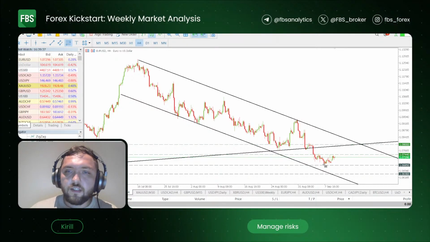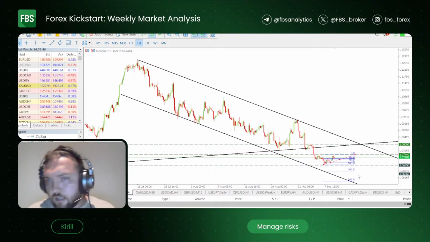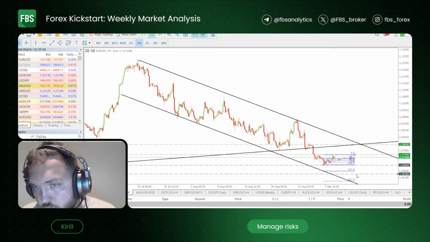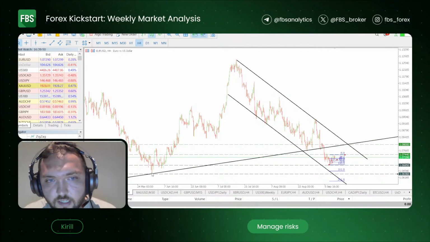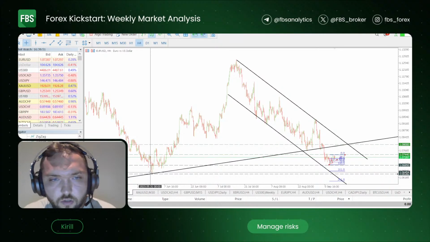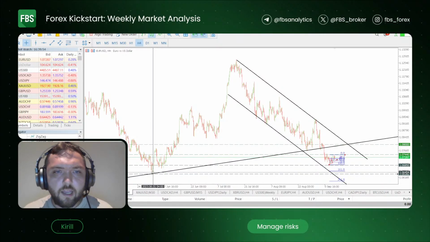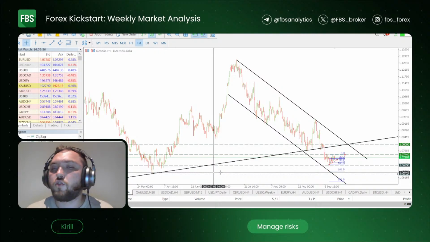How can you measure this target? For example, if you see this breakout downside, you can just put Fibonacci retracement here, right? And yeah, you will get two targets. For this target, I use this low, which was on, let's say, the 1st of June.